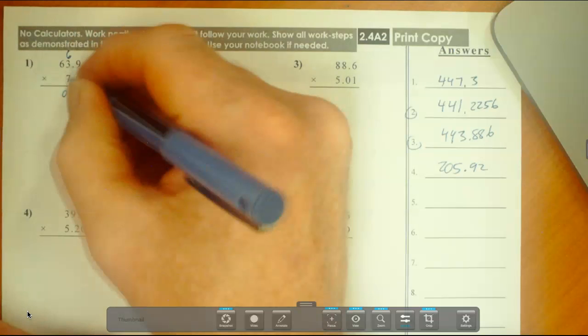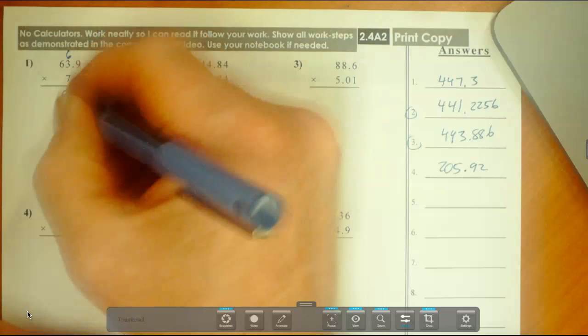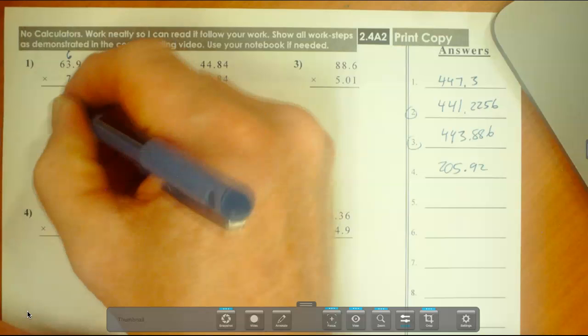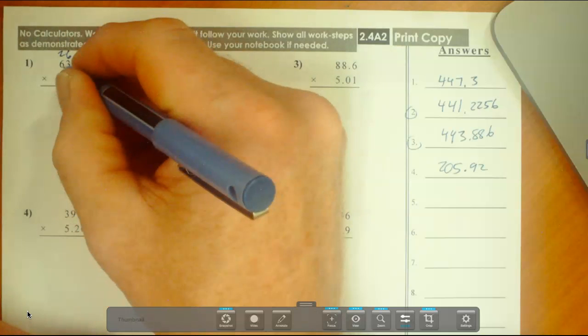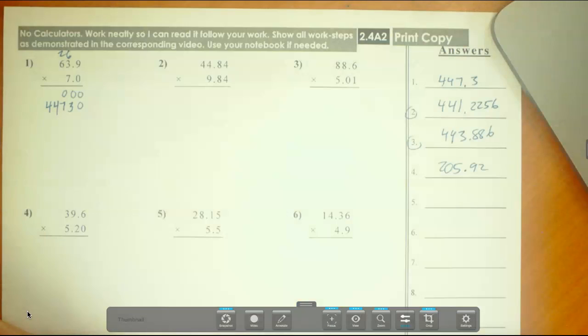7 times 3 is 21. 21 plus 6 is 27. So here's the 7 and here's the 2. 7 times 6 is 42. Plus 2 is 44. All right, now we have to take a look and see how many decimal spots we have. So let's count them. We've got 1 and 2.